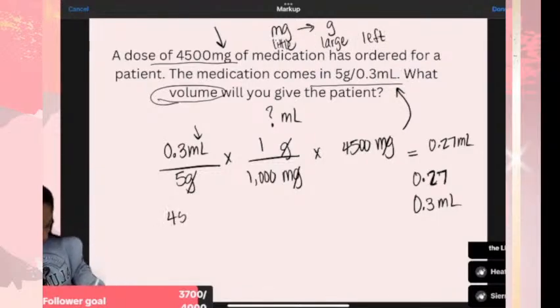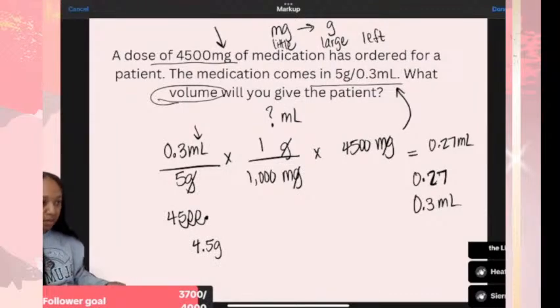So this is my decimal space. I'm going 1, 2, 3. So that's going to be 4.5 grams, okay? And I can set it up in my dimensional analysis problem now, okay?